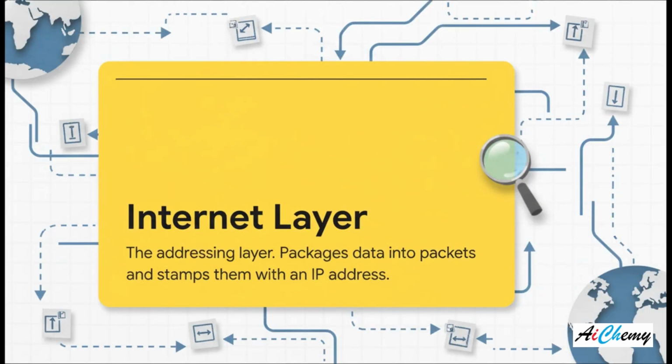Then we get to the internet layer, and this one is, well, it's absolutely essential. This is where your data actually gets its address. It gets chopped up into these little things called packets, and each one gets an IP address stamped on it. It's literally the to and from on the envelope. Without this step, your data would be completely lost.